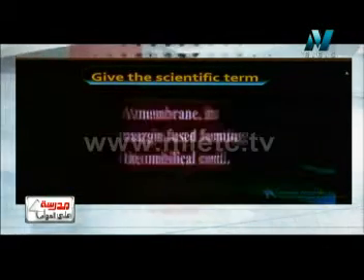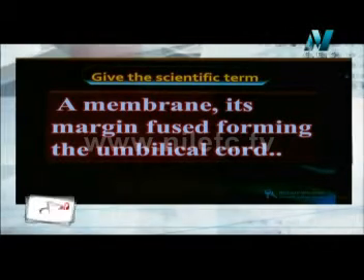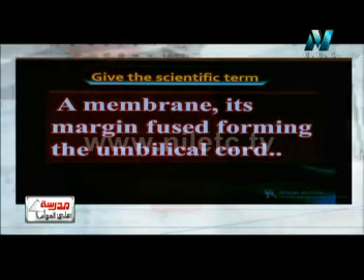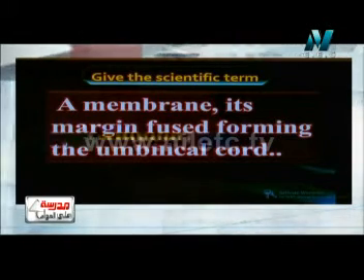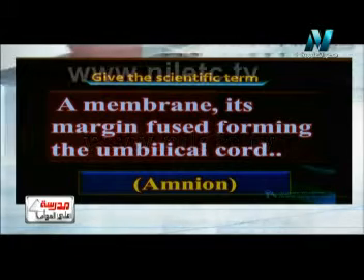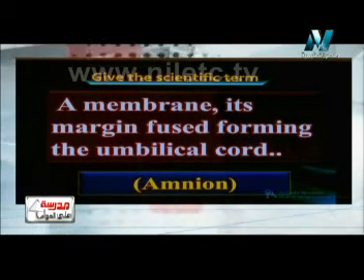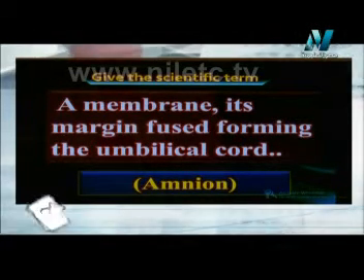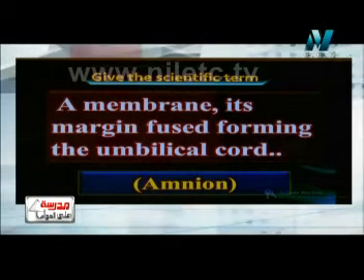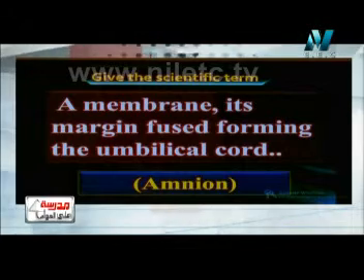The next question. A membrane, its margins fused, forming the umbilical cord. Of course, that is the amnion, which acts as the inner membrane which surrounds the embryo, and the edges of the amnion connect together to form the umbilical cord, which connects the placenta and the umbilicus of the fetus.